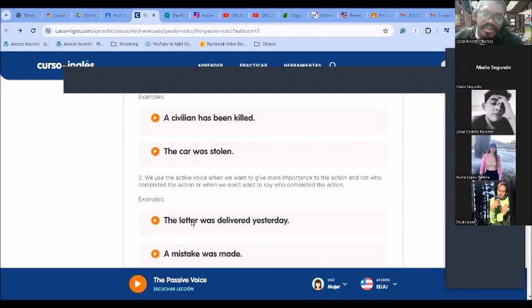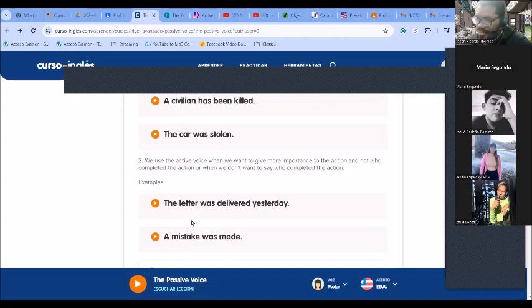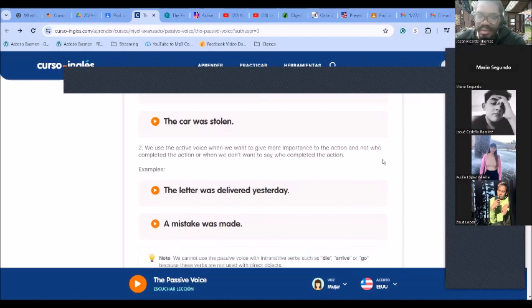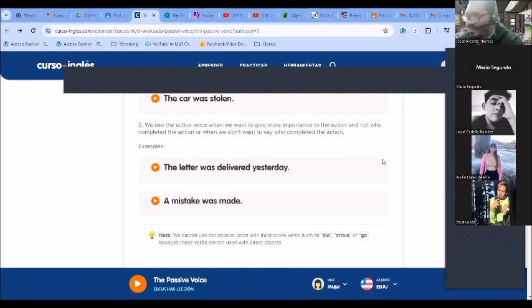Mario, number 2. We use the passive voice when we want to give more importance to the action, and not to who completed the action, or when we don't want to say who completed the action. Okay. Examples: the letter was delivered yesterday. A mistake was made.